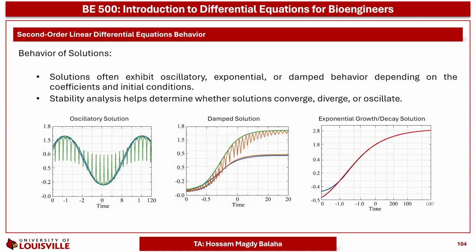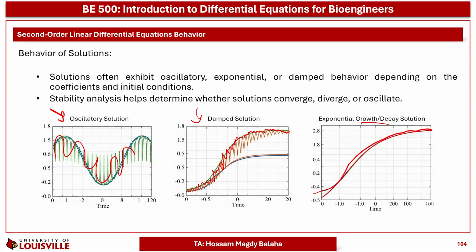Because there is a second order derivative in the equation, there are different behaviors of the solution. You can find an oscillatory solution, and in this case you can find sine and cosine waves, or one of them, like what you are seeing here. You can have exponential or damped behavior. For example, there is a damped solution where there is an oscillation and then it decreases slightly until it becomes stable. It can be a growth or decay solution, such as what you are seeing here, an exponential growth over time.